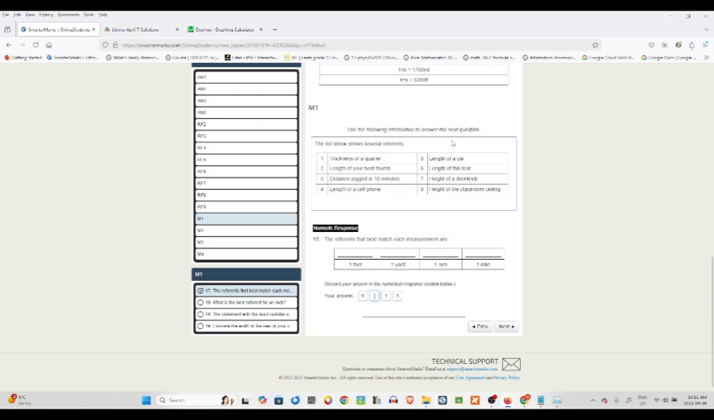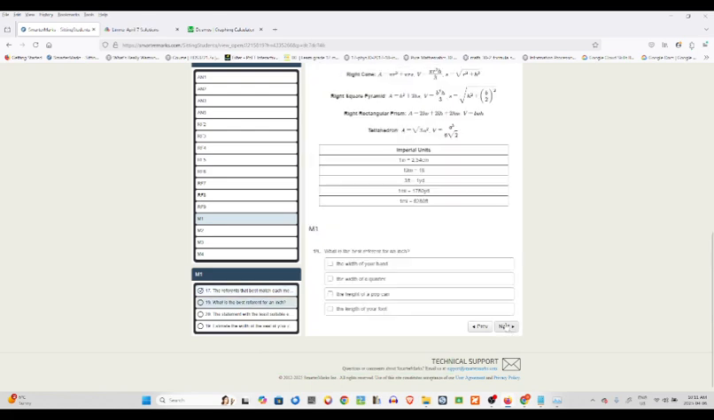And the height of a doorknob, that's usually about a yard off the floor. Classroom ceiling would be more like 2 to 2.5 yards, or maybe 3, depending on the school. All right, so what is the best referent for an inch? Okay, that's more like the width of a quarter than the width of your hand. The height of a pop can is too big. Length of your foot is too big. So the width of a quarter.